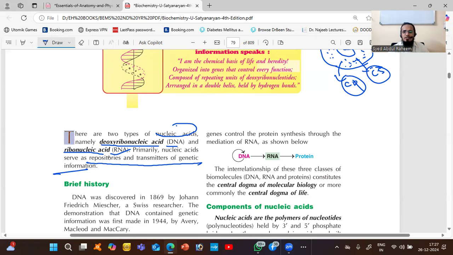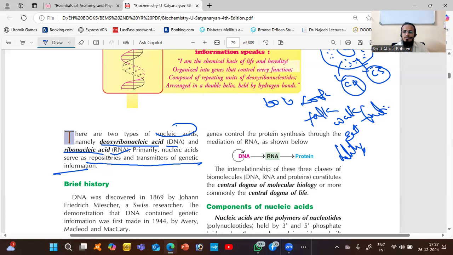Genetic information means how we look, how we talk, walk, eat, our habits, and functions. All of these are due to the effect of genes upon us.